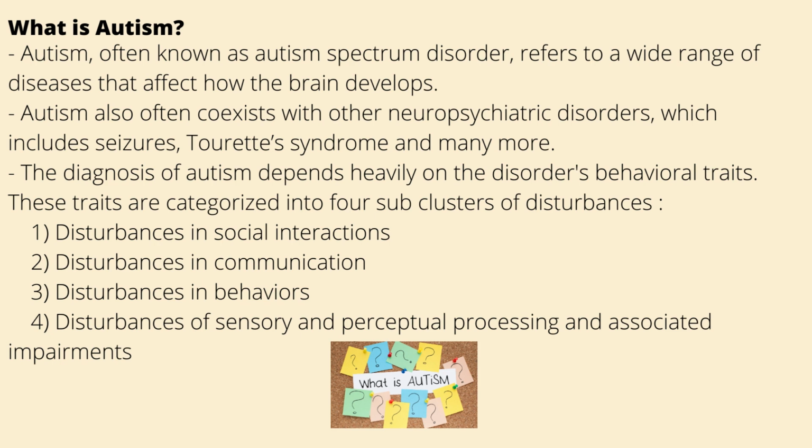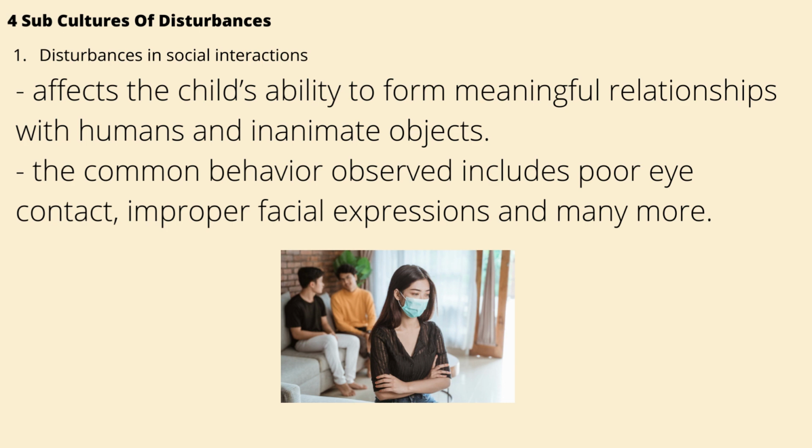Okay, what is autism? Autism, also known as autism spectrum, which is known as ASD, refers to a wide range of diseases that affect how the brain develops. Autism also coexists with other neuropsychiatric disorders, which include seizures, Tourette's syndrome, and many more. The diagnosis of autism depends heavily on the disorder's behavioral traits. The traits are categorized into 4 subclusters of disturbance: social interactions, communication, behaviors, and sensory and perceptual processing associated impairments.